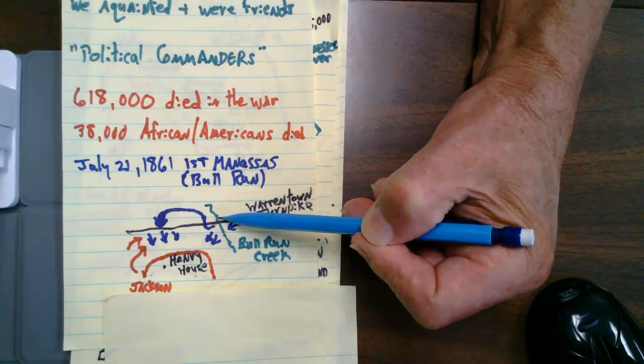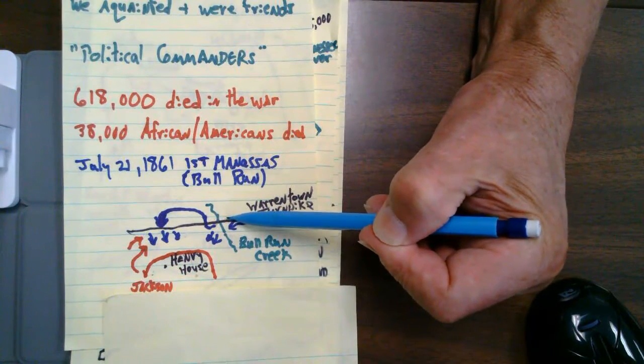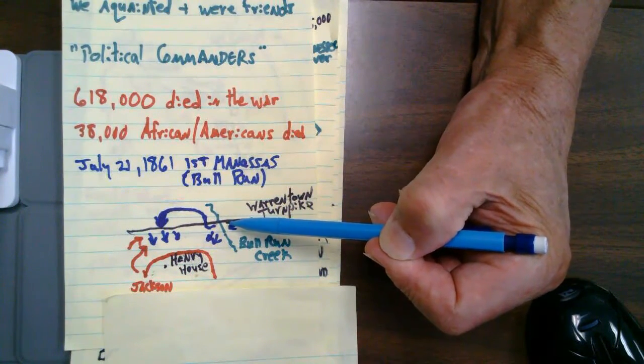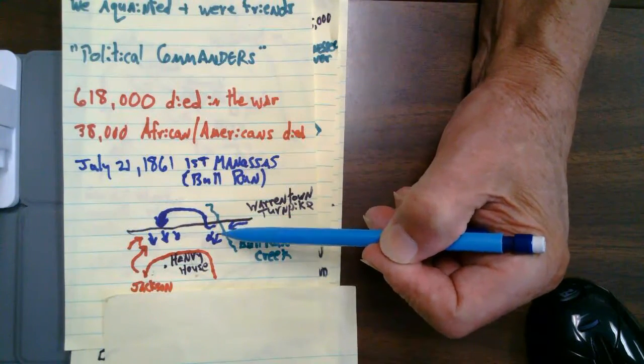And historians have argued that if the Confederates had been able to consolidate and move in this direction here, they probably could have eliminated the entire Northern Army, or most of it, and moved on Washington, D.C., taken Washington, D.C., and the war would come to a close.